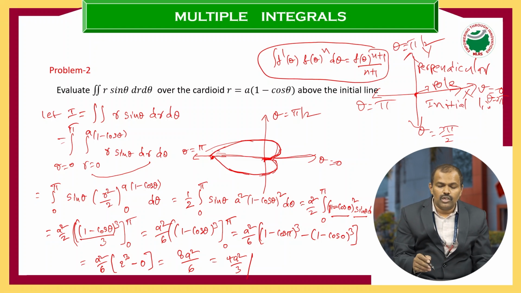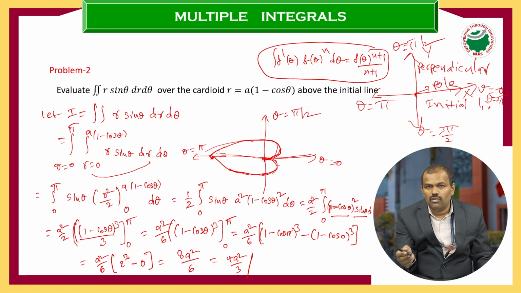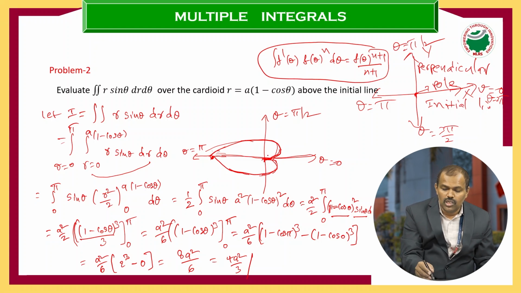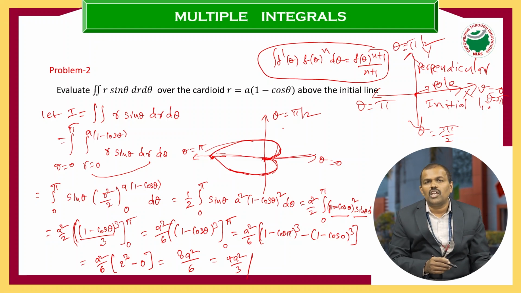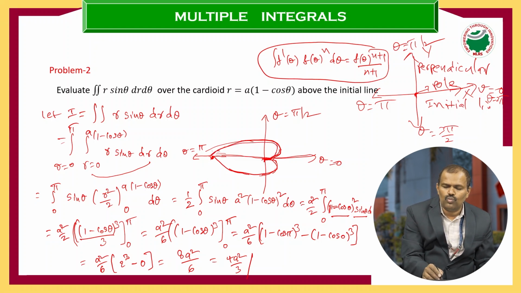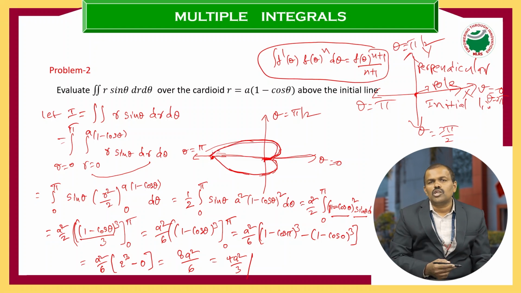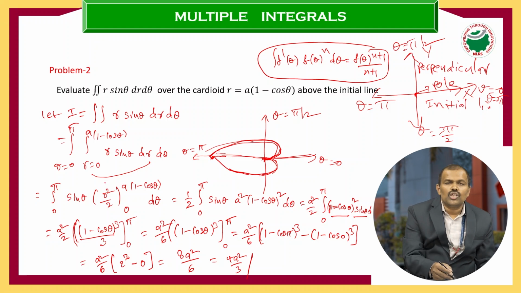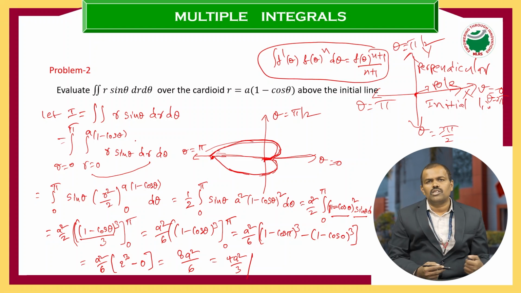So in this cardioid, we have to take the limits. R limits are in terms of theta always. Here the r limit starts from 0 to the cardioid equation, that is a into 1 minus cos theta. And theta limits means theta 0 degrees to theta 180 degrees. That's what theta limits are, 0 to 180. R limits are 0 to a into 1 minus cos theta.